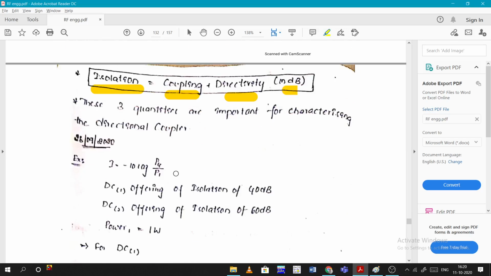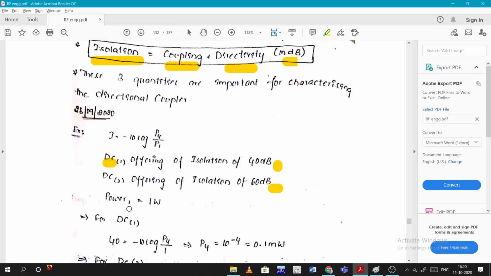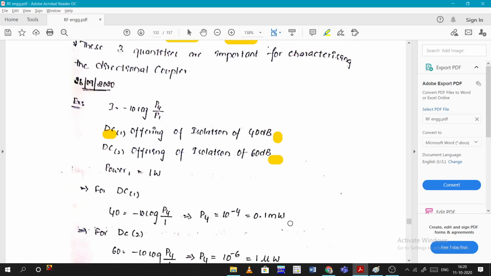So let us take an example. Here it is given that I is equal to minus 10 log P4 by P1, and one directional coupler offers an isolation of 40 dB and another directional coupler offers an isolation of 60 dB. We need to find which one is better. I am giving a power of 1 watt. So for DC 1, directional coupler 1, 40 equals minus 10 log P4 by 1, so P4 is equal to 0.1 milliwatt.